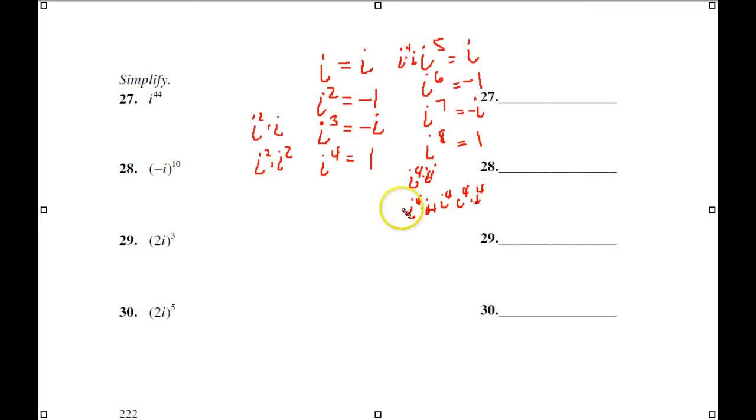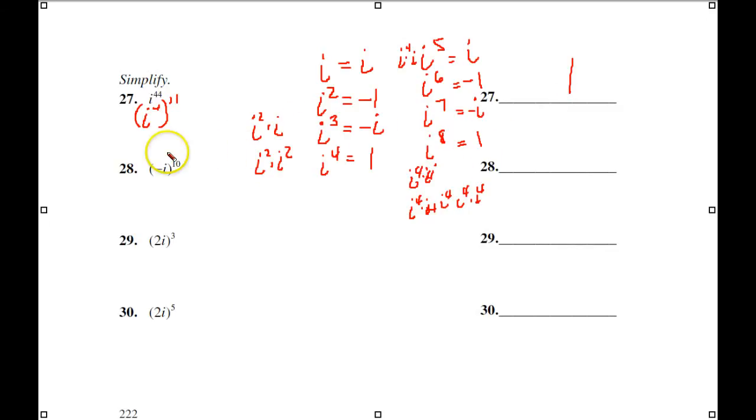And these are all ones, i to the fourth. So what do we have here? Well, we have i to the fourth times 11. i to the fourth is 1. 1 times 1 times 1, 11 times is 1.